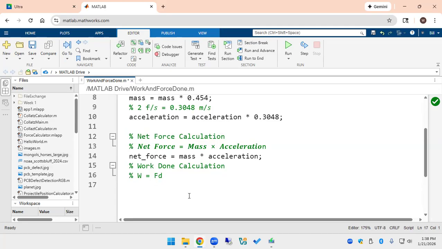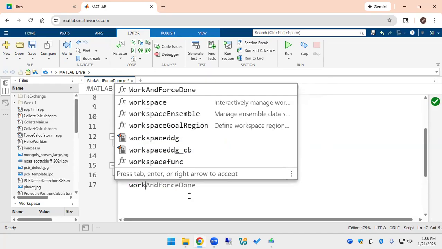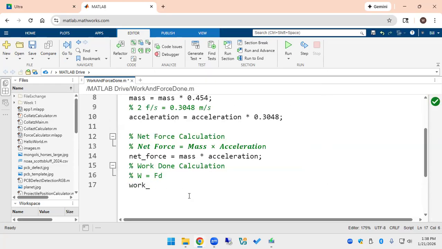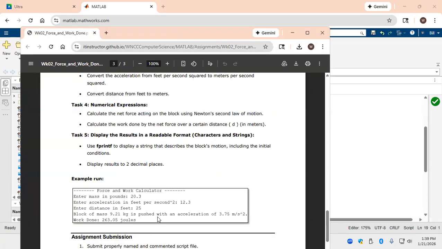All right, so work done. I'm going to use the same naming convention that I did before. Whatever naming convention you use, be consistent. Equals, where's my net force? Times, and D is distance. There. I am not going to get complicated at this point with the conversion or make it fancy and pretty. All I want right now is to see, does the calculation work? I can make it pretty later on.